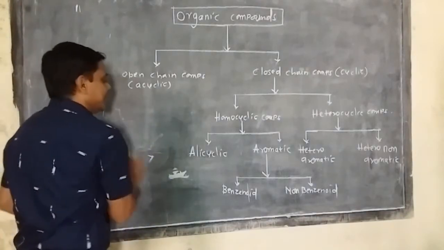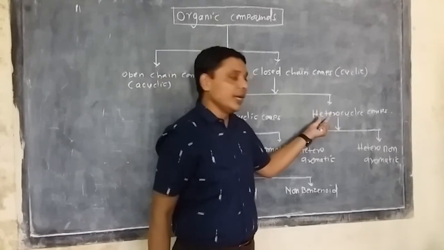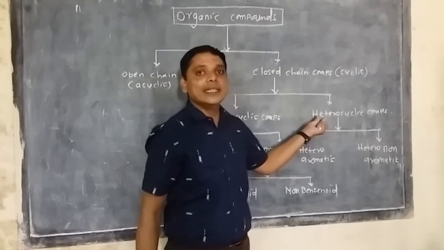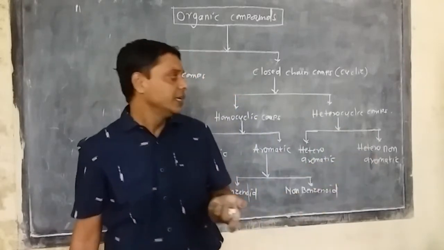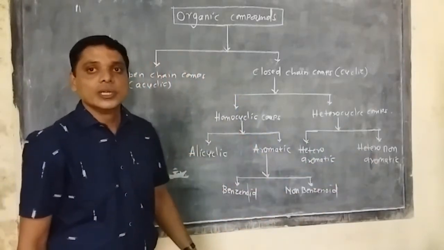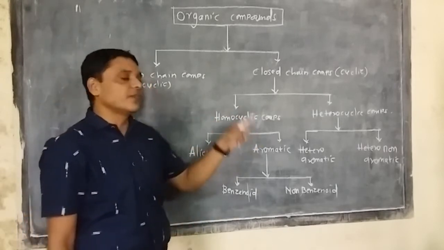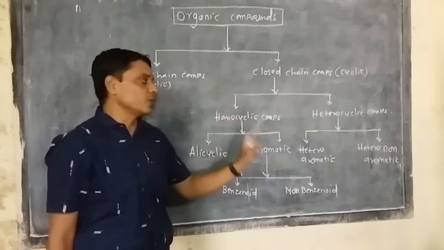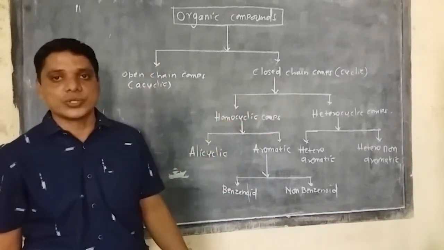Now next is another type, that is heterocyclic compounds. Hetero means different, and it contains nitrogen, sulfur and oxygen. If these three atoms exist in it, then it is called a hetero compound. Again, it is in cyclic manner, meaning the compound is in cyclic form and out of nitrogen, sulfur and oxygen, at least one should be present in it. Then it is a heterocyclic compound.